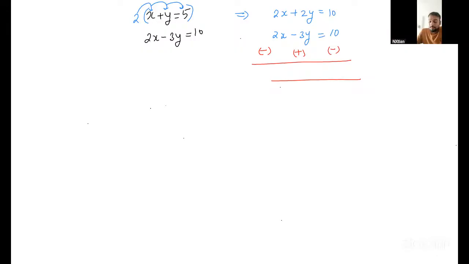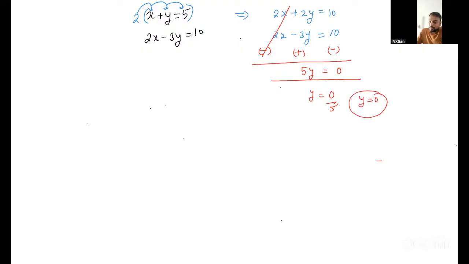See, when you subtract, the minus sign comes and the plus becomes minus and the minus becomes plus, like this. You see that? Okay. When the signs are the same, like 2x and 2x, both are plus, so they become minus, minus, like this. So this and this will become 0. Minus minus becomes plus, 5y is equal to 0. Why 0? Because 10 minus 10 is 0. So it becomes y is equal to 0 upon 5, which is y is equal to 0.